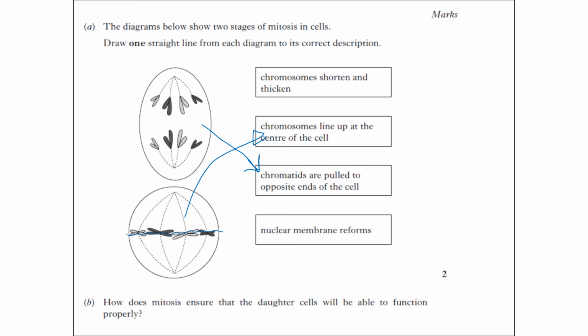Question down here. How does mitosis ensure that daughter cells will be able to function? So how is it making sure that they could function correctly? They are genetically identical to, and we could say each other, but most importantly, to the original cell. Whatever job that original cell does, if I'm genetically identical to that original cell, I can function correctly.